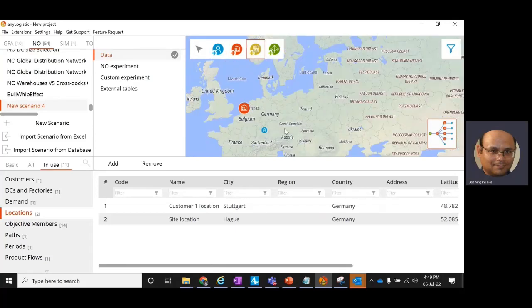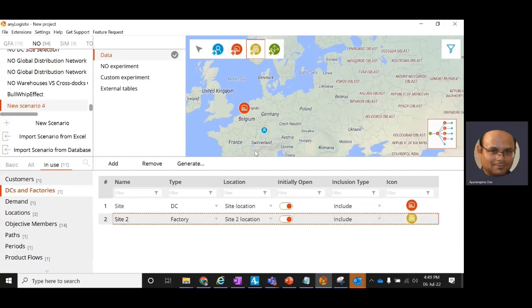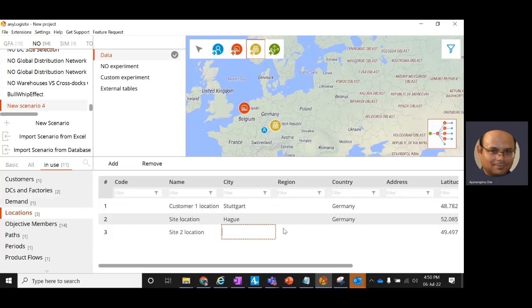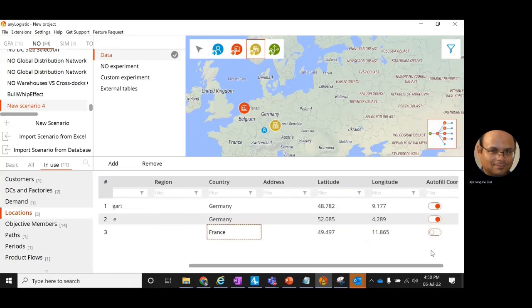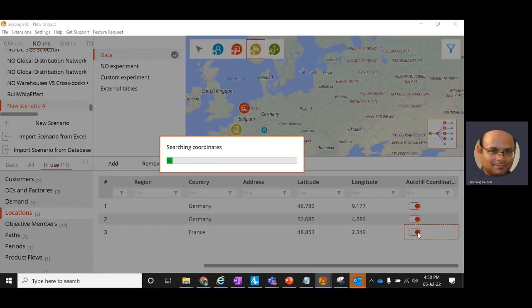And we can create a factory in any location. And we will see that the DCs and factories table got updated with a factory, and for the location we again can give any location. Suppose it is Paris in France, and then we can do the autofill coordinates.